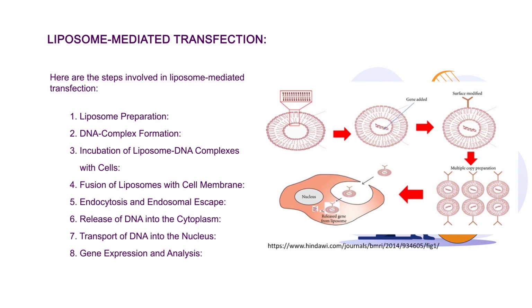The last step is gene expression and analysis, where once the DNA comes inside the nucleus, the transferred DNA can integrate into the host genome or exist temporarily as an episome. The genetic material can then be transcribed into RNA and translated into proteins, allowing for the expression of the introduced gene or other genetic manipulation.